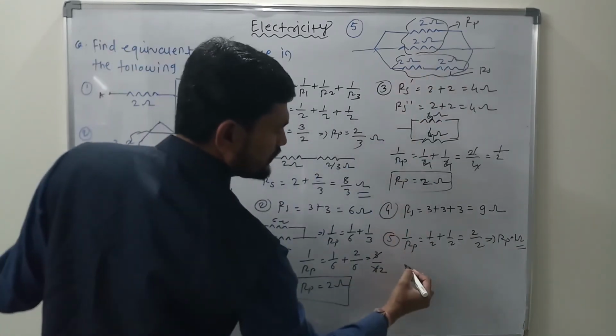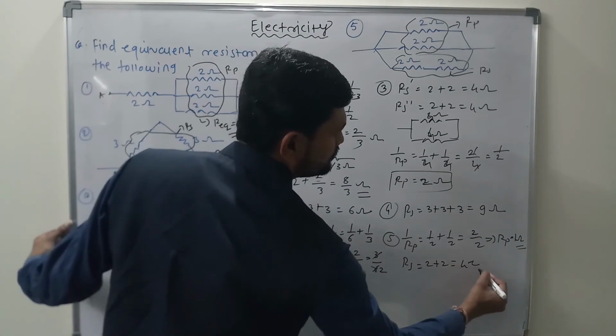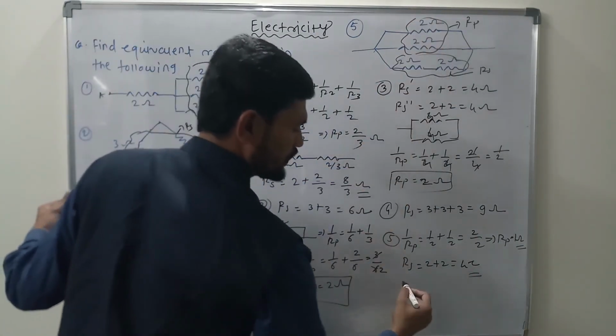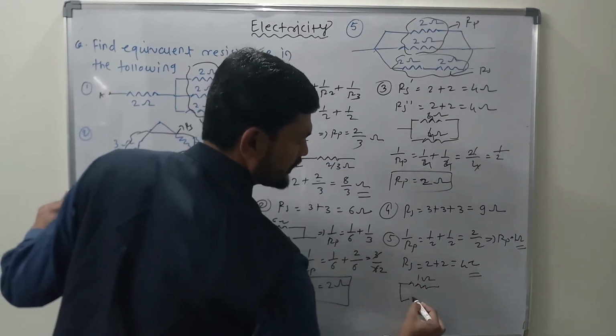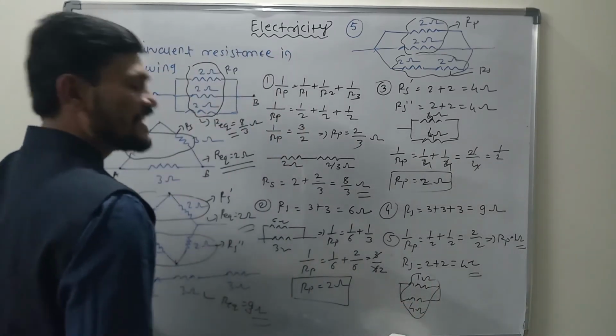Now what is the series? RS is equal to 2 plus 2 equal to what? 4 ohm. Now how are they connected? This is one and this is one. So the diagram will be like that. This is the one resistance which is called 1 ohm, and the second resistance, the value which we have, that is 4 ohm. So how are they connected now? Parallel or series? In parallel.